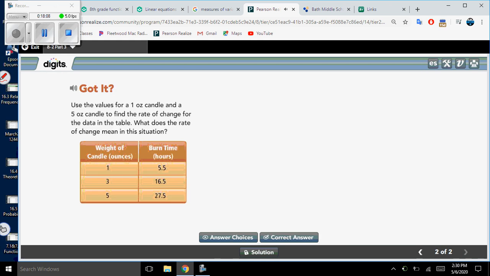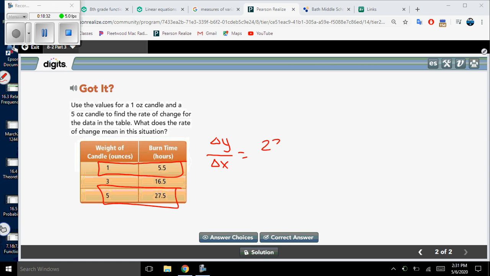Yeah, I don't like that one. Let's move on. How about this one? Use the values for a 1 ounce candle and a 5 ounce candle to find the rate of change. So they want us to use these two values for our rate of change. So I'm going to say my difference in y over my difference in x. I'm at 27.5 minus 5.5, which puts me at 22. And my x values change from 5 to 1, which puts me at 4. So you could argue that my rate of change here is 5.5.